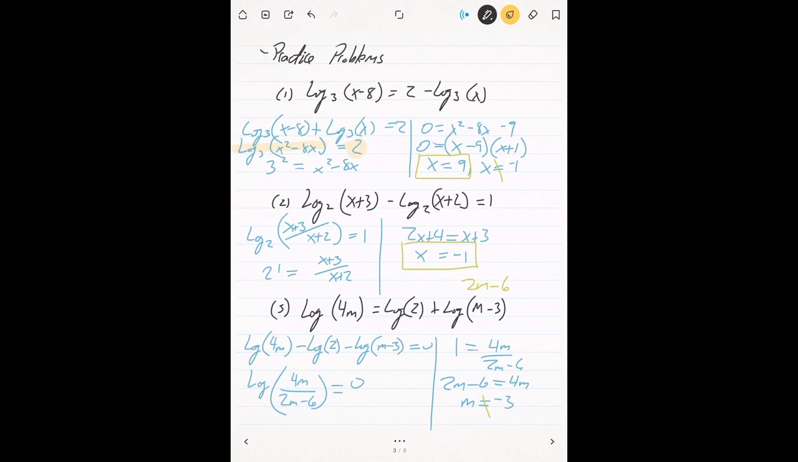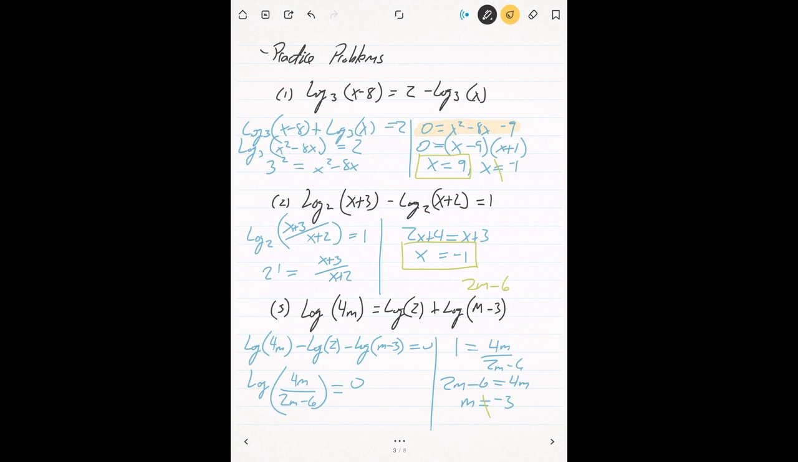Since I had one logarithmic expression on one side and that equals a number, I was able to rewrite this as an exponential. I took the base 3, the exponent 2, and the argument is what it equals. Now this was a quadratic equation. I had a 9 equals x squared minus 8x. So what I did was I rewrote this to be x squared minus 8x minus 9 equaling 0.